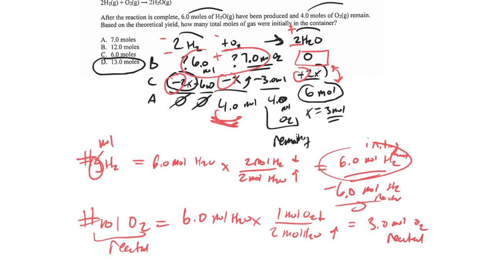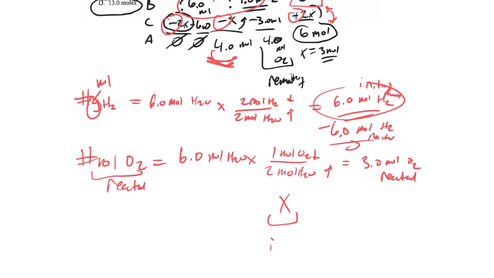And so therefore, if 4 moles are left over after, so if I have the X as the initially present, minus the 3 moles that had reacted, equals the 4 moles that are present in excess, that X has to be equal to 7 moles.